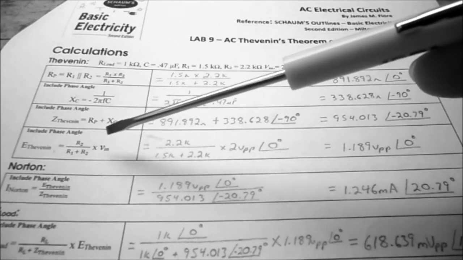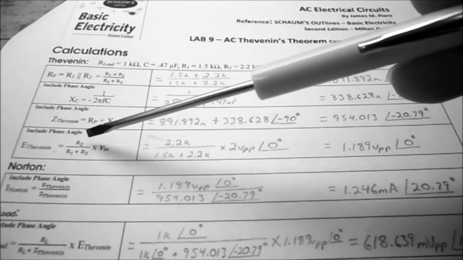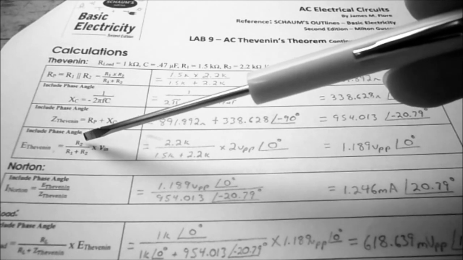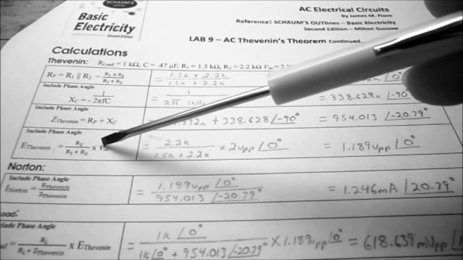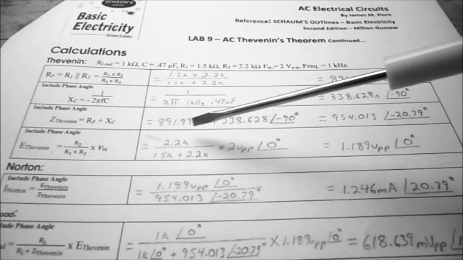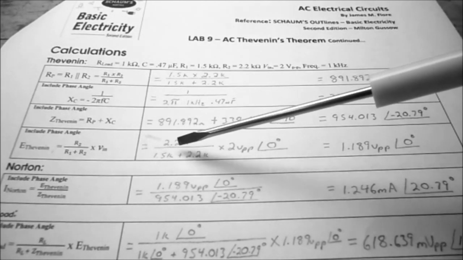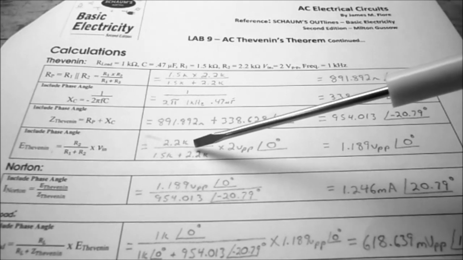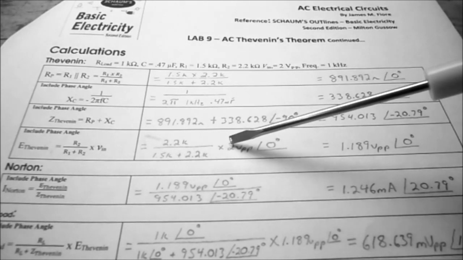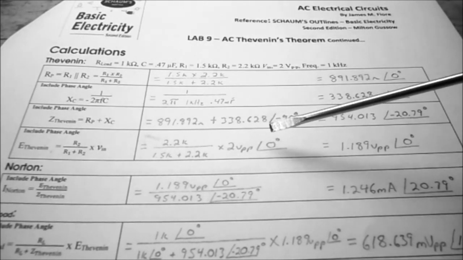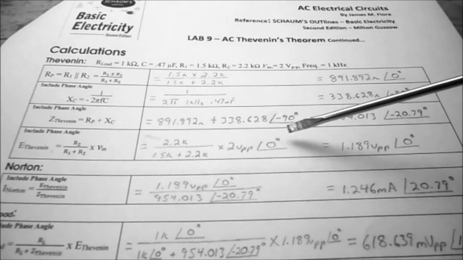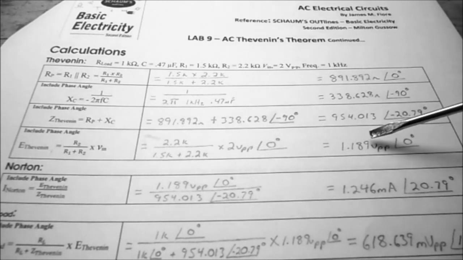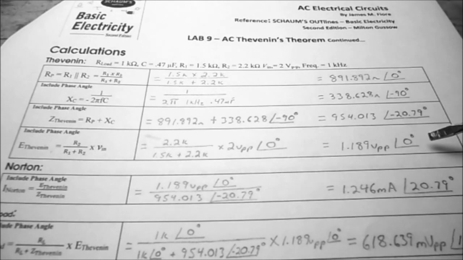Now to calculate E Thevenin, all I'm going to do is use a voltage divider. So that's R2 over R1 plus R2 times my applied voltage Vin. So that's 2.2K divided by 1.5K plus 2.2K times 2 volts peak to peak, and all of these were at an angle of 0 degrees, so you can leave that off. And that equals 1.189 volts peak to peak at an angle of 0 degrees.